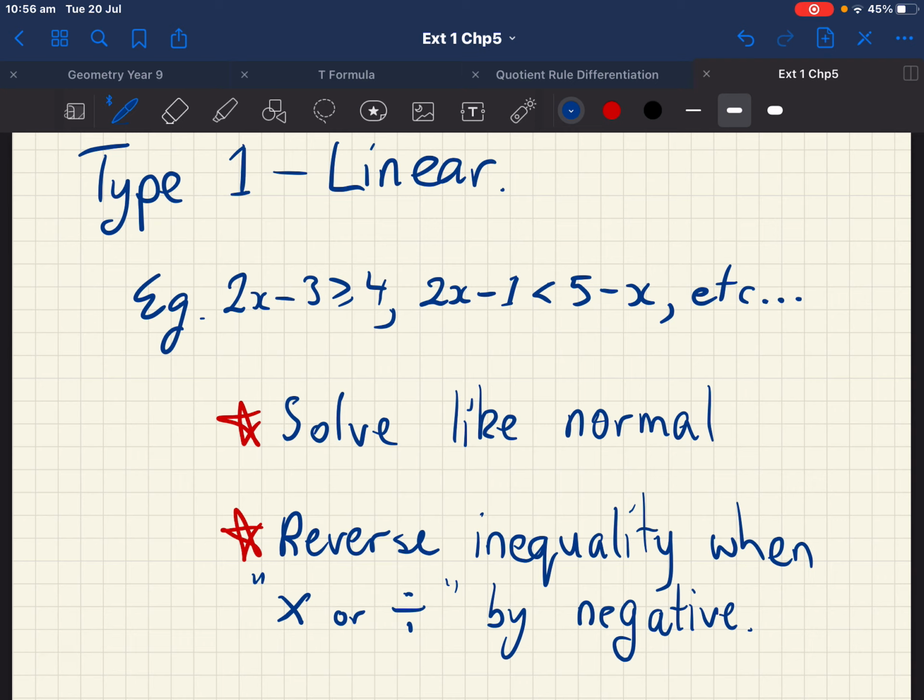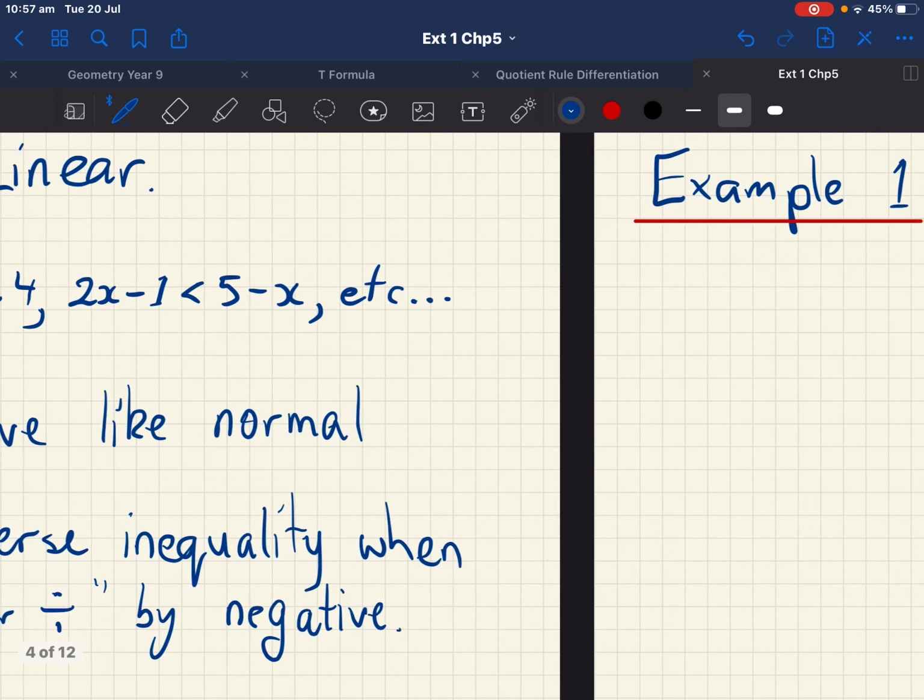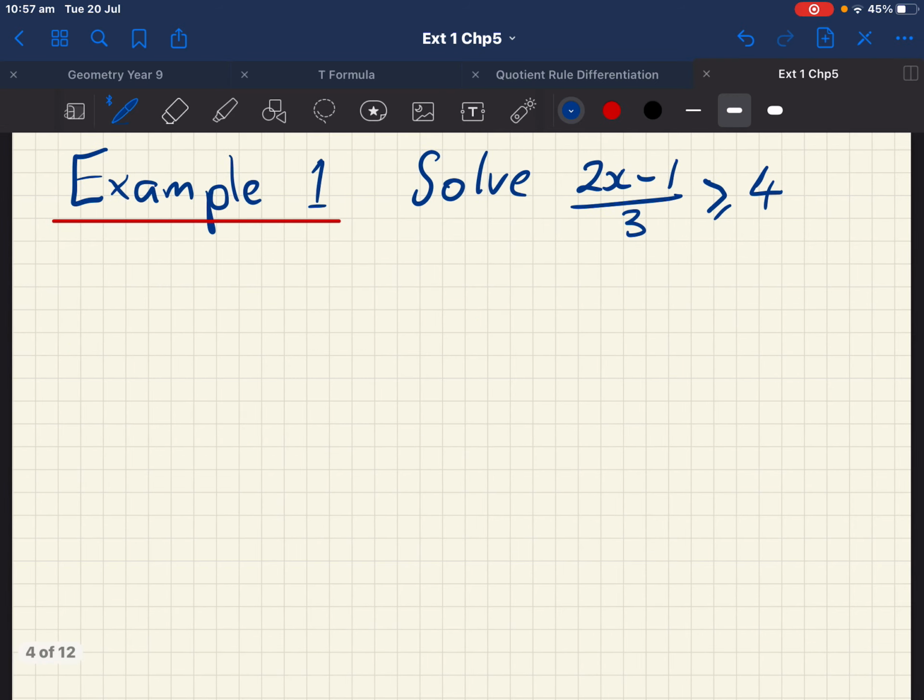Ultimately these ones here are really simple. You can just solve them like normal, but just make sure you reverse the inequality anytime you multiply or divide by a negative. All right, let's have a look at our first example. So if we were to solve this equation, here we go.